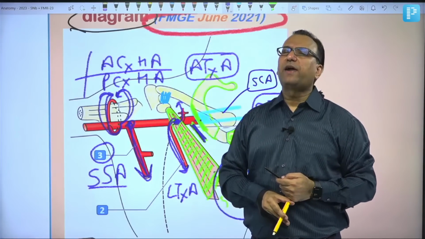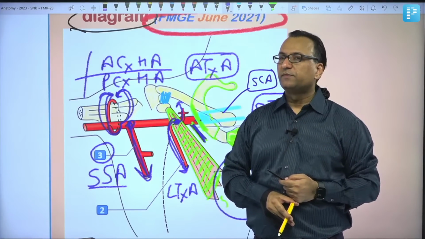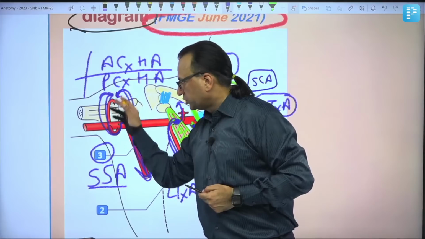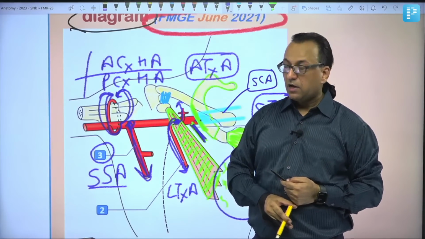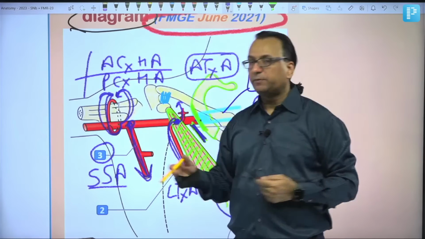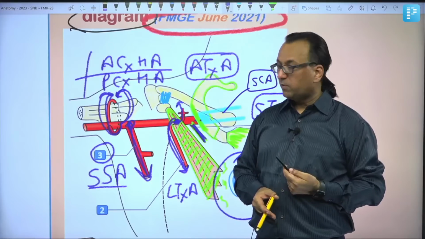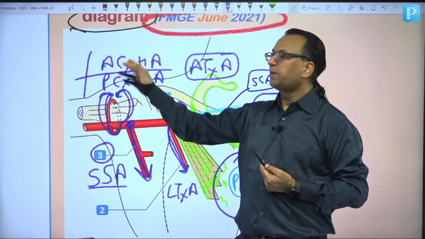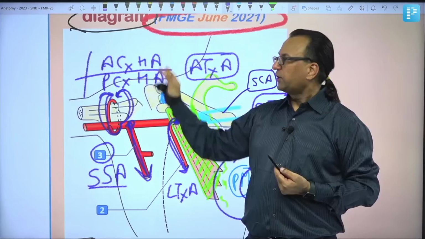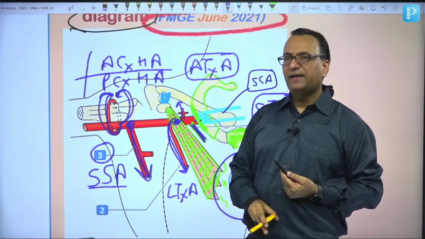So what will happen if there is a fracture of surgical neck of humerus? If there is a fracture of surgical neck of humerus, axillary nerve damage, and these arteries may also be damaged because they are anastomosed here. Who is anastomosing here? Anterior circumflex humeral artery and posterior circumflex humeral artery, and none of them supply mammary gland. So can you tell me the arteries which supply mammary gland? Yes.